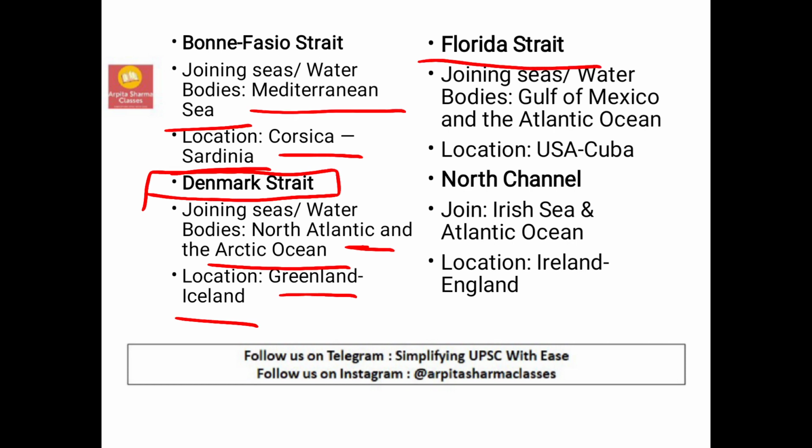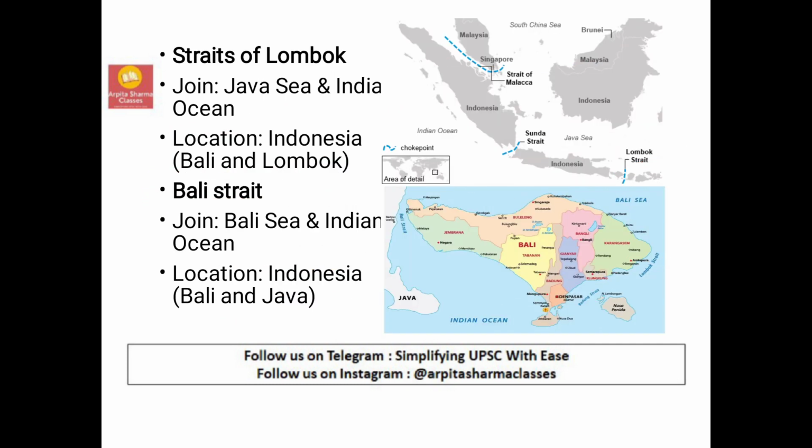Next is the Florida Strait. Florida Strait is going to join two water bodies, that is the Gulf of Mexico and the Atlantic Ocean. The location is USA and Cuba. It is present between USA and Cuba. Then the North Channel, it is going to join the Irish Sea and the Atlantic Ocean. The location is Ireland and England.